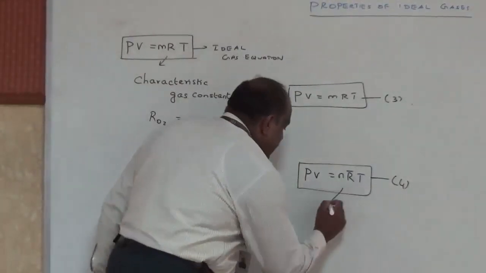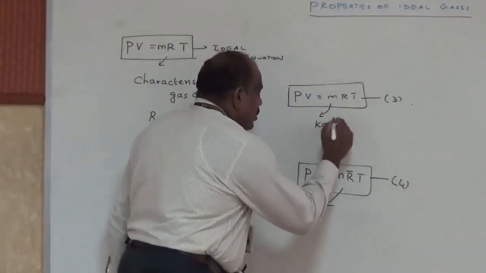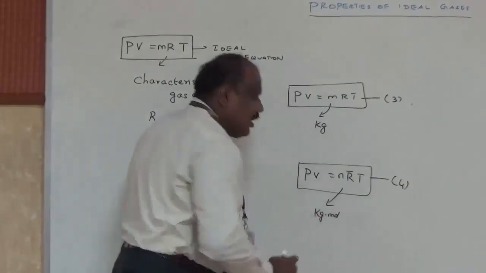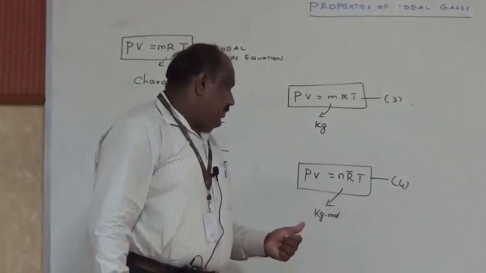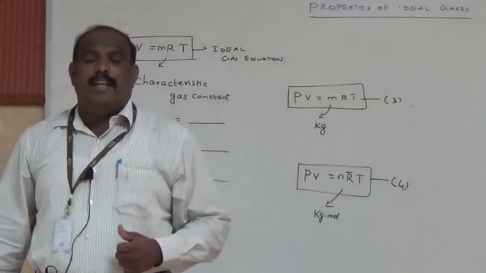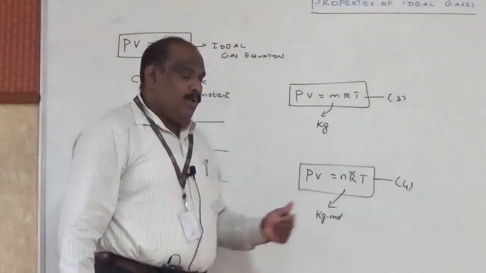So the unit of N: what is the unit of mass? Kilogram. So similarly, what is the unit of N? It should be kilogram mole. So don't think in your mind that N is the number of moles and is just a number. It is not like that. N is representing the molar mass, and hence N has a unit of kilogram mole.